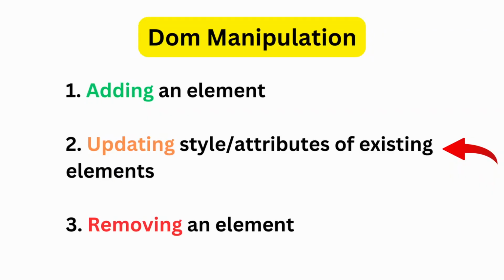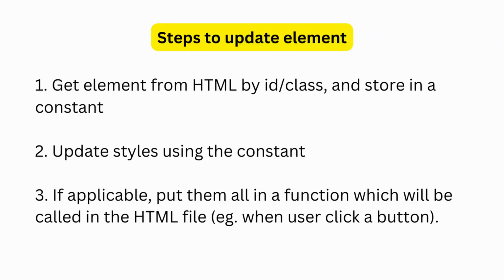Updating style of element. Adding a new element is cool and all, but I feel that updating an attribute or style is more commonly used in web programming. These are the typical steps to do so. First, you get the element from the HTML, either by ID or class, and store it in a constant. Each have two ways of doing so.